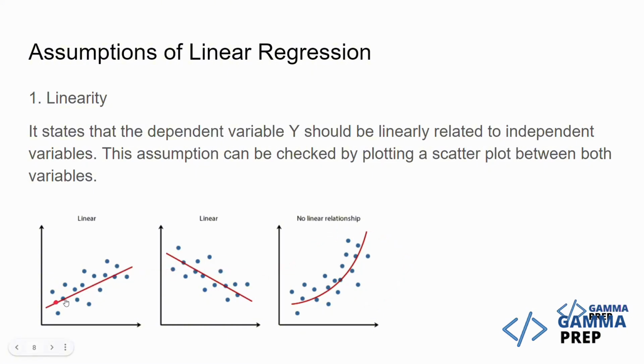So if x and y seem to be linearly related, then linear regression should be used. Otherwise, there's no point of using linear regression. If your y is not linearly related to your independent attributes, then why are you even applying linear regression, right?